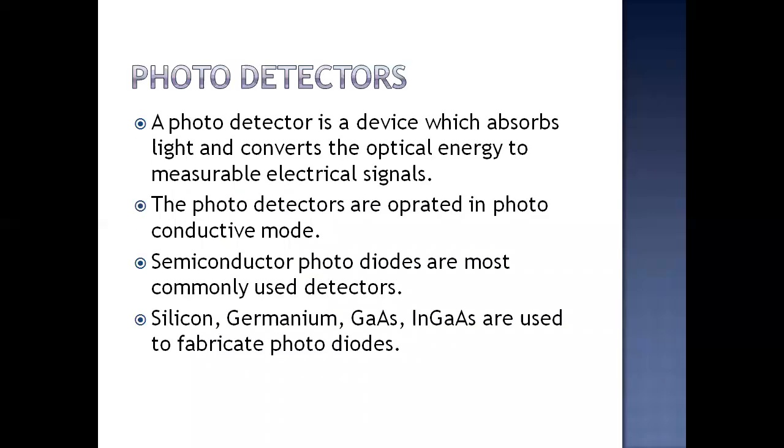First of all, what is a photodetector? A photodetector is a device which absorbs light energy and converts this optical energy to measurable electrical signals. These photodetectors are mainly used for sensing purposes. The photodetectors are operated in photoconductive mode, where the semiconductor photodiodes are the most commonly used detectors. Most photodetectors are made of silicon, germanium, gallium arsenide, and indium gallium arsenide, which are used to fabricate photodiodes.